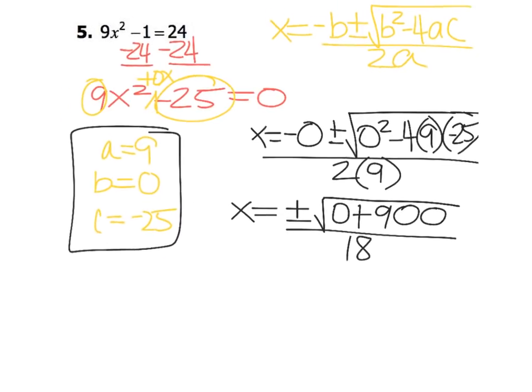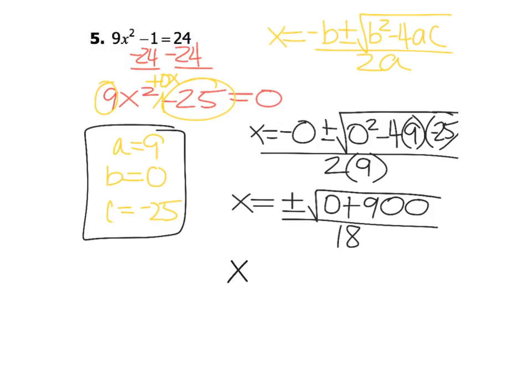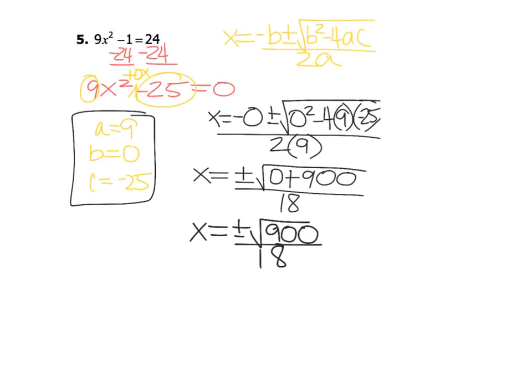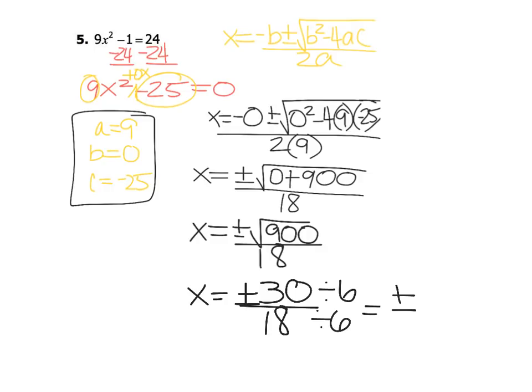Now we keep simplifying this, so we end up with x equals plus or minus the square root of 900 over 18. The square root of 900 is 30. All right, so we end up with plus or minus 30 over 18, and we can simplify this by dividing the top and the bottom by 6. So we end up with plus or minus 5/3, and that would be our solution.